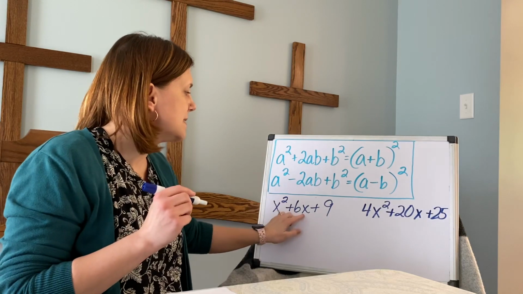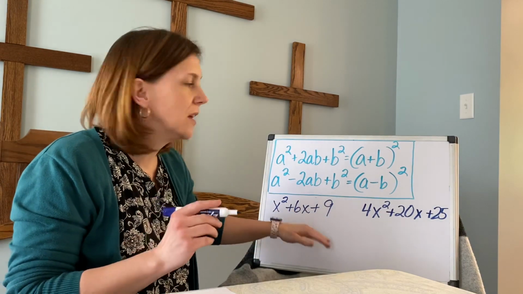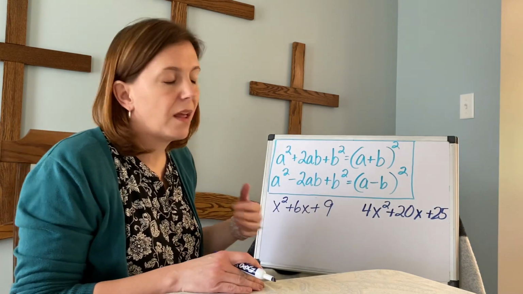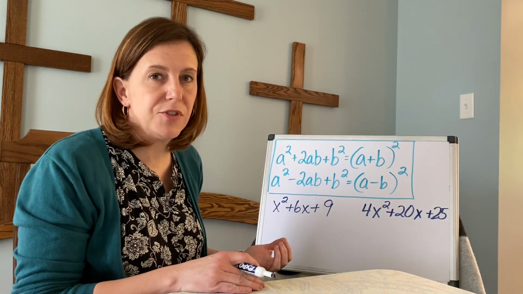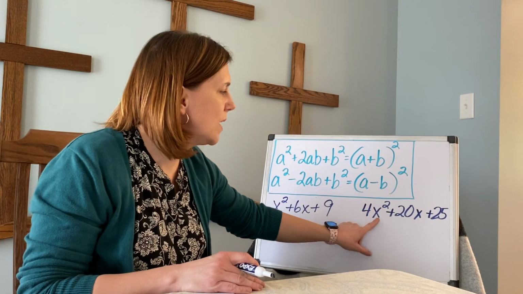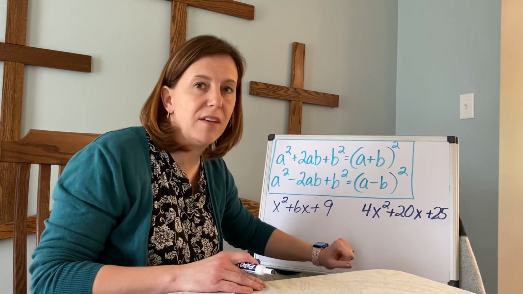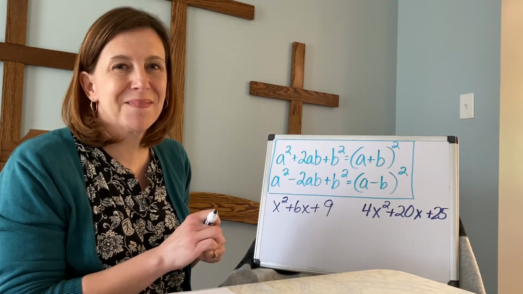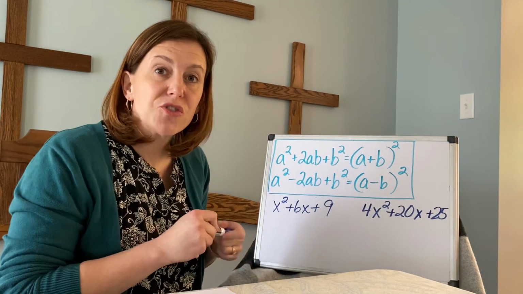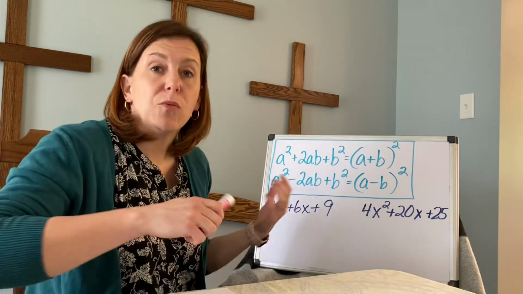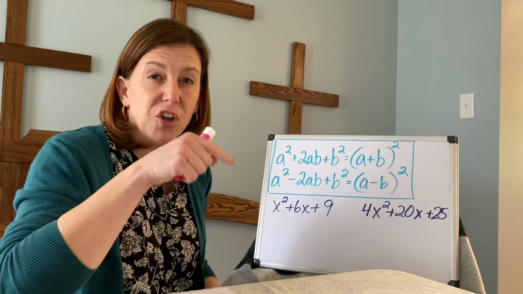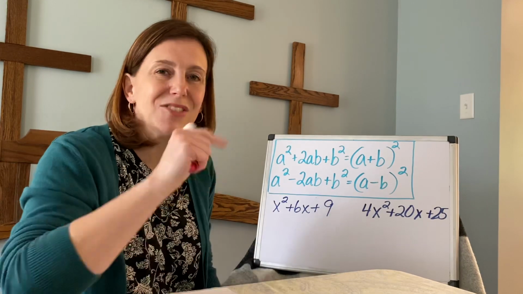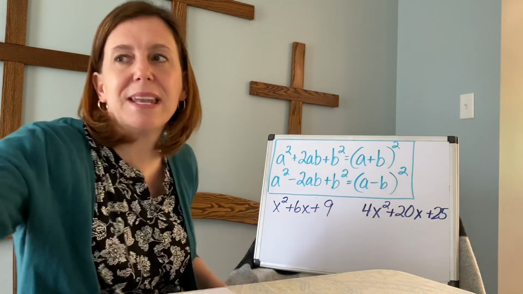X squared plus 6x plus 9. Try to find it in the pattern and factor it that way. If in doubt, use your x form. 4x squared plus 20x plus 25. Again, try it with your pattern, and if not, use your x form. Okay, pause the video, try these 2, and then we'll go over them together, and I'm going to go over them using the pattern. Okay, so go ahead and pause the video and come back when you're ready.